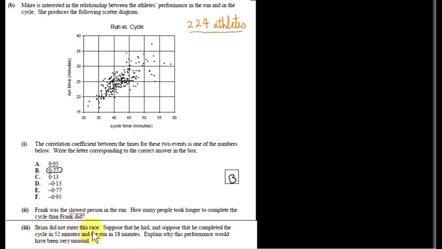Brian did not enter this race. Suppose that he had, and suppose that he completed the cycle in 52 minutes and the run in 18 minutes. Explain why this performance would have been very unusual.